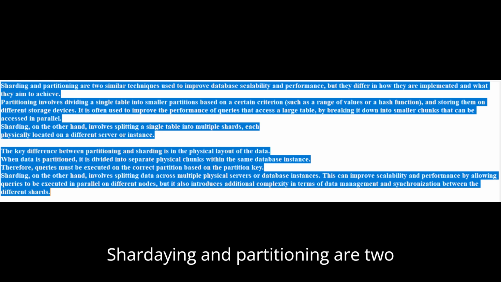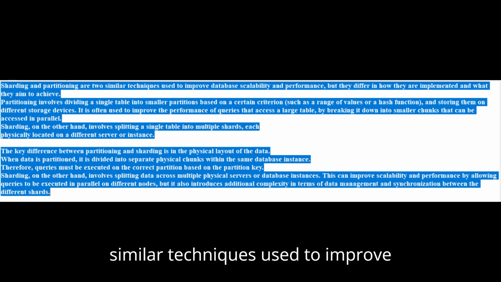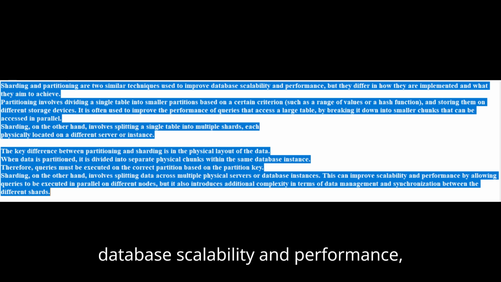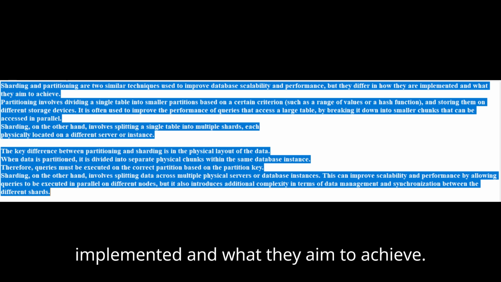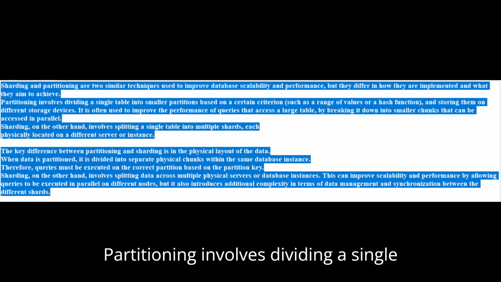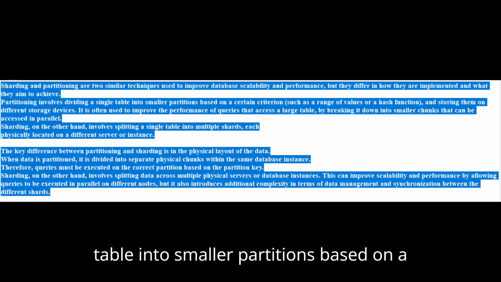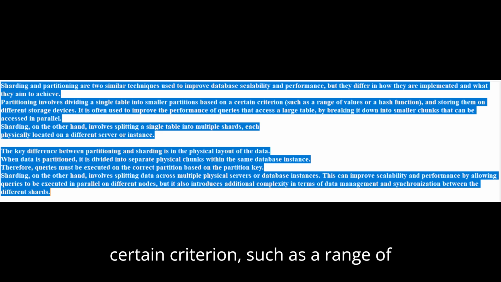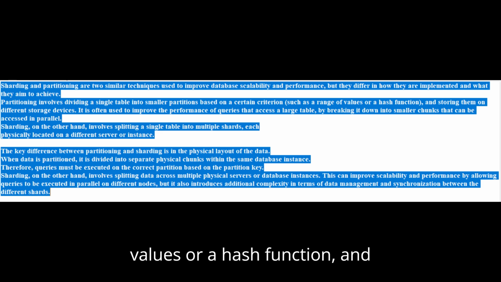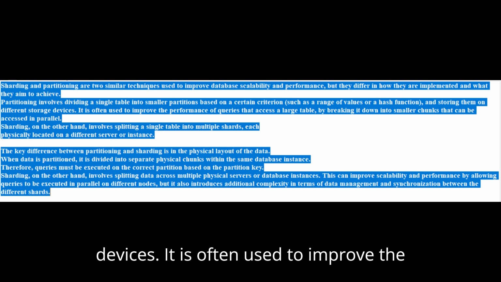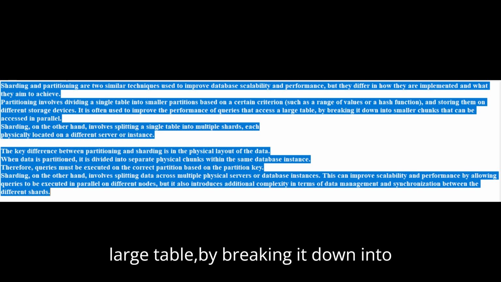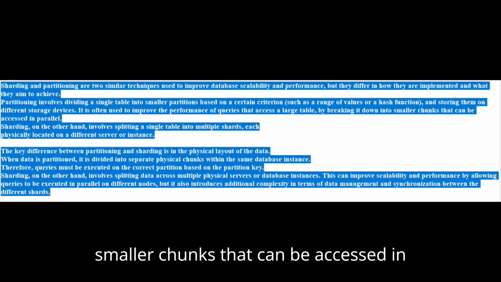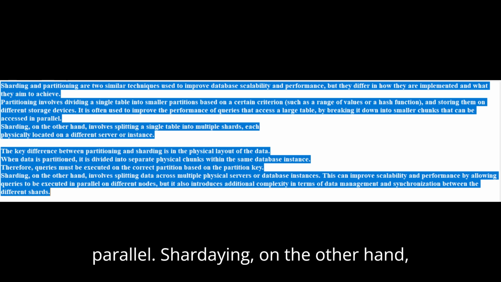Sharding and partitioning are two similar techniques used to improve database scalability and performance, but they differ in how they are implemented and what they aim to achieve. Partitioning involves dividing a single table into smaller partitions based on a certain criterion, such as a range of values or a hash function, and storing them on different storage devices. It is often used to improve the performance of queries that access a large table by breaking it down into smaller chunks that can be accessed in parallel.